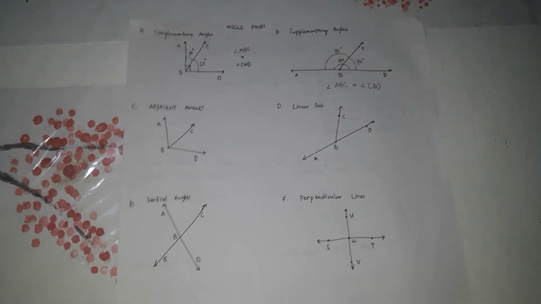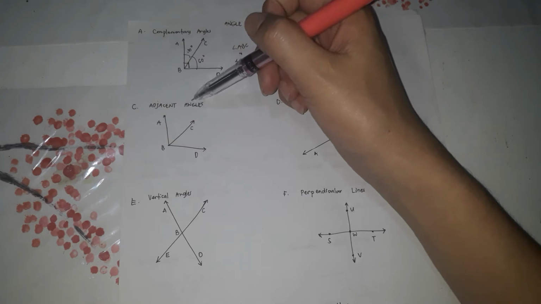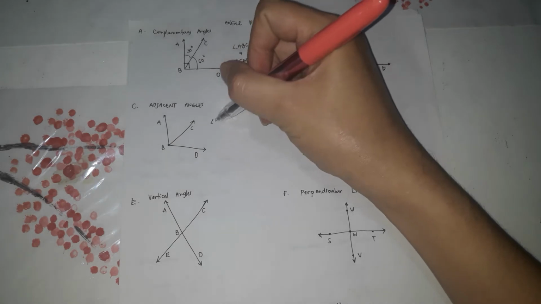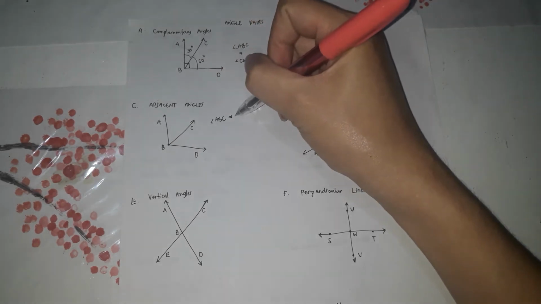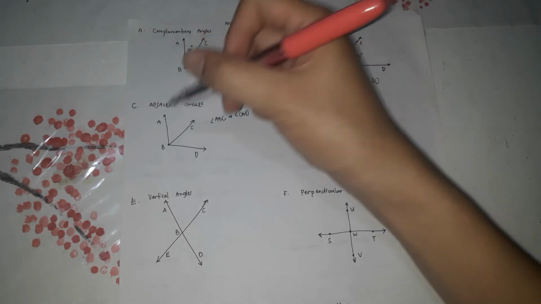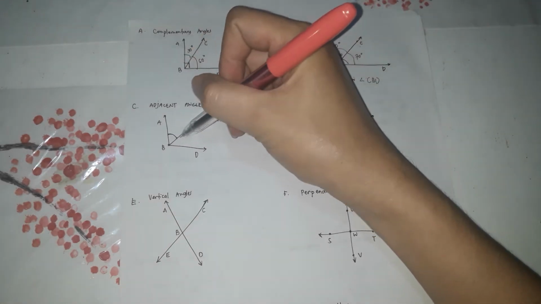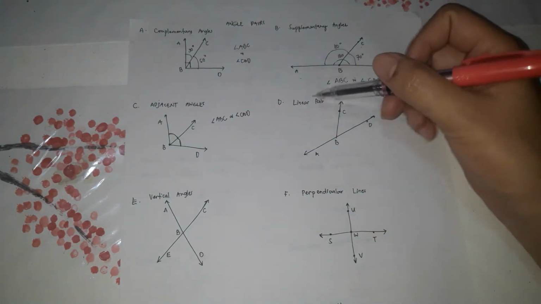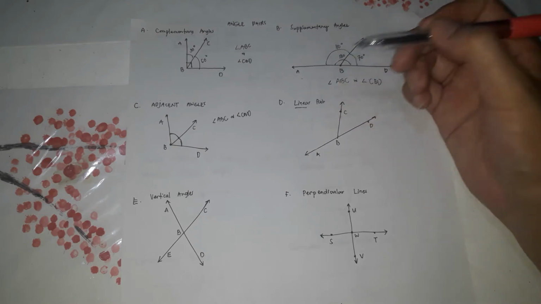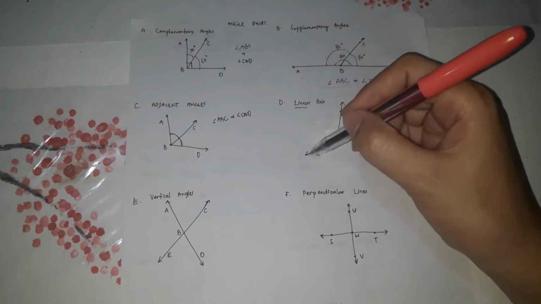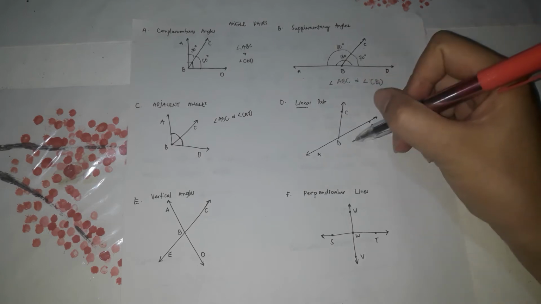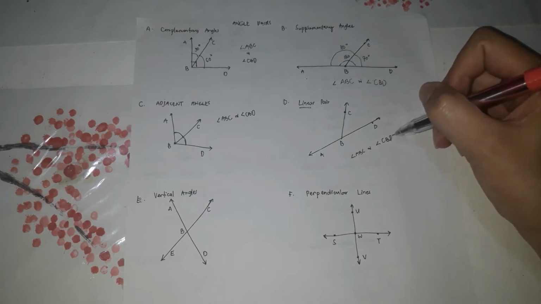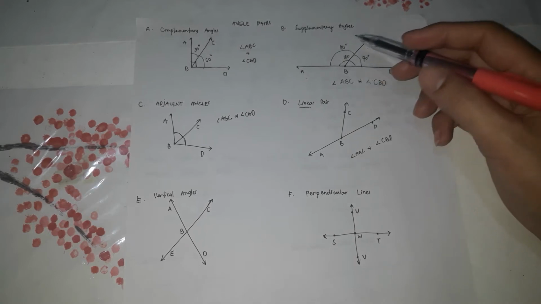Next, adjacent angles. Adjacent angles are angles which are beside each other. They have a common side and a common vertex. See, angle ABC and angle CBD are adjacent angles. So this angle is adjacent to this. Magkatabi sila, or in other terms, linear pair. From the word linear, a line. So they are forming a line. So this is a line. So angle ABC and angle CBD are a linear pair, and they are usually supplementary.